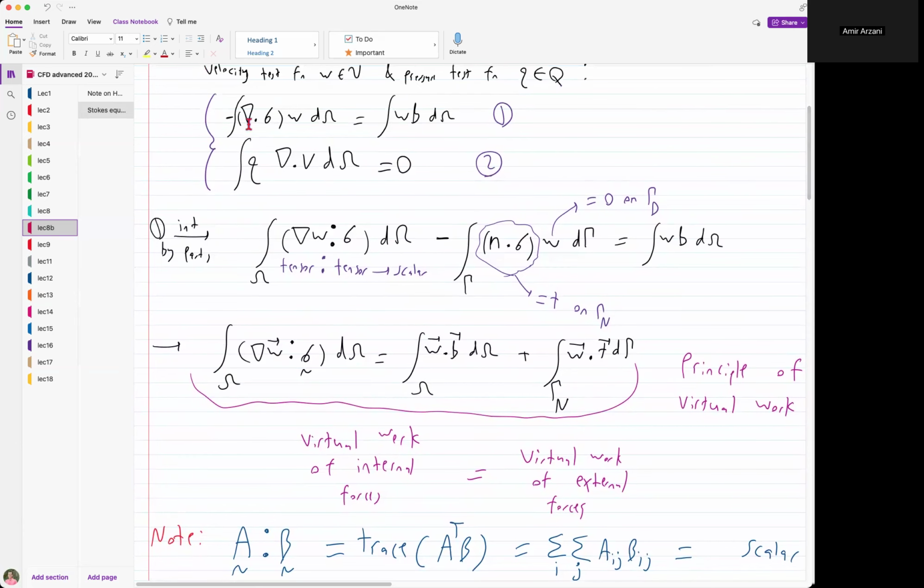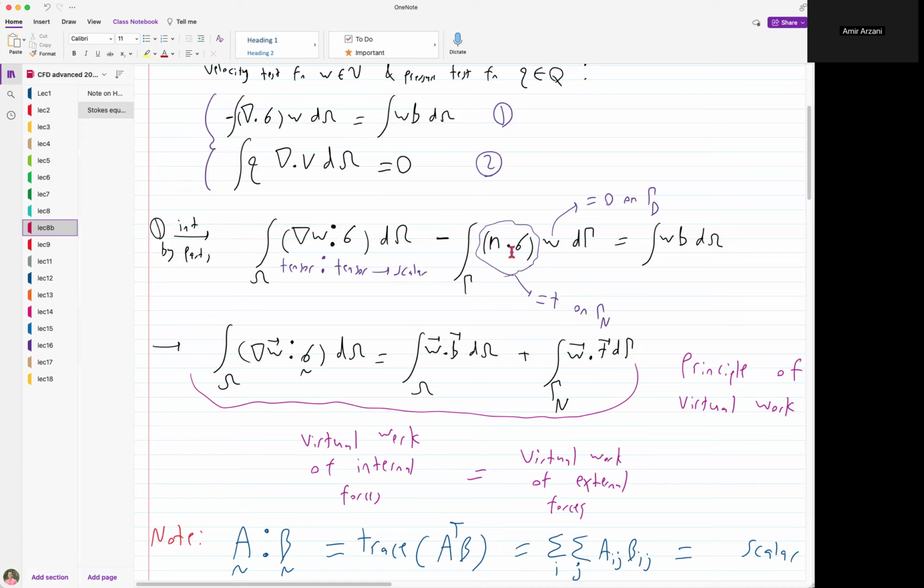So I've taken the gradient from sigma, given it to W, and changed the sign, so minus becomes positive. And then I'm also going to have a boundary term, where the gradient is replaced with n, the normal vector, and the sign is kept the same.